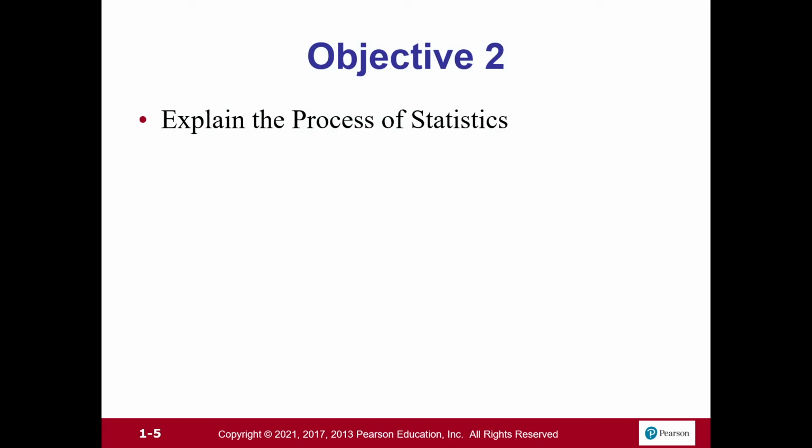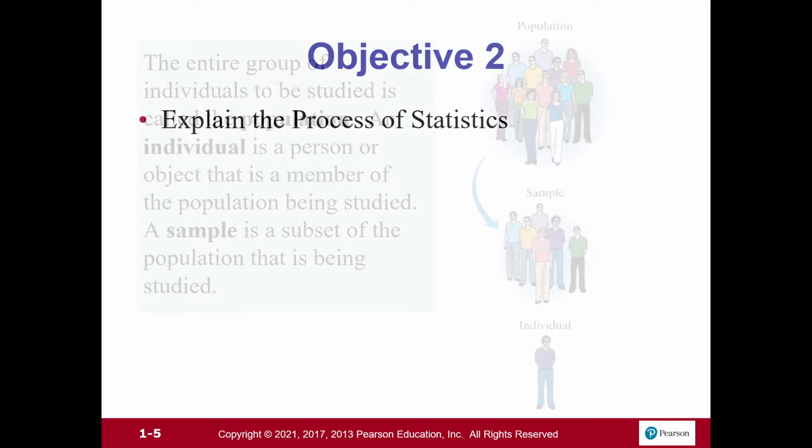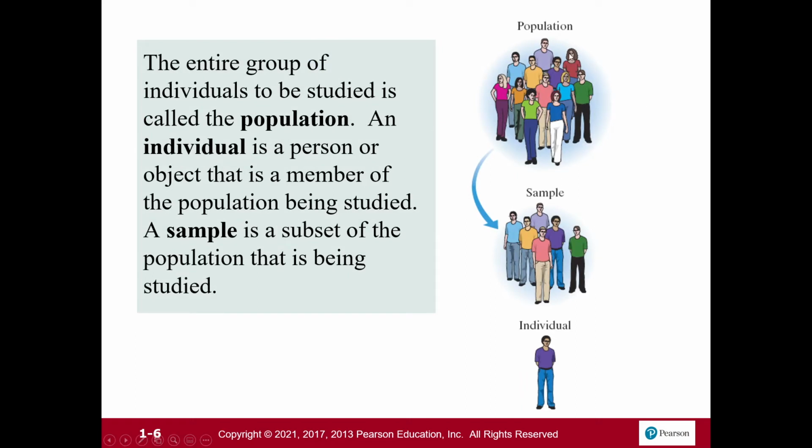Objective 2 is to explain the process of statistics. Really, we normally work with samples. It's usually understood that whenever you're making calculations, you're working with a sample of some larger population. That's kind of the thing that's unsaid in statistics. Okay. The entire group of individuals to be studied is called the population, and that's when you get a census.